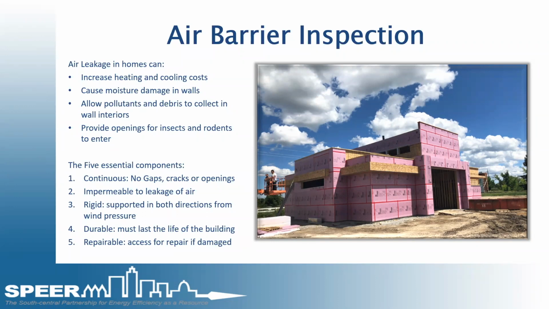5 essential components. It needs to be continuous. It needs to have no gaps, no cracks, no openings. It can be made of any air impermeable material. Must be rigid enough to support both sides from wind pressure. That's normally the case with residential because it's got cladding, it's got interior sheetrock, but it needs to hold up to those kinds of pressures that are outside. It must also be durable and last the life of the building. And it also states repairable, accessible for damage. That's kind of not really the case when you have to deal with the cladding on the outside of the home.